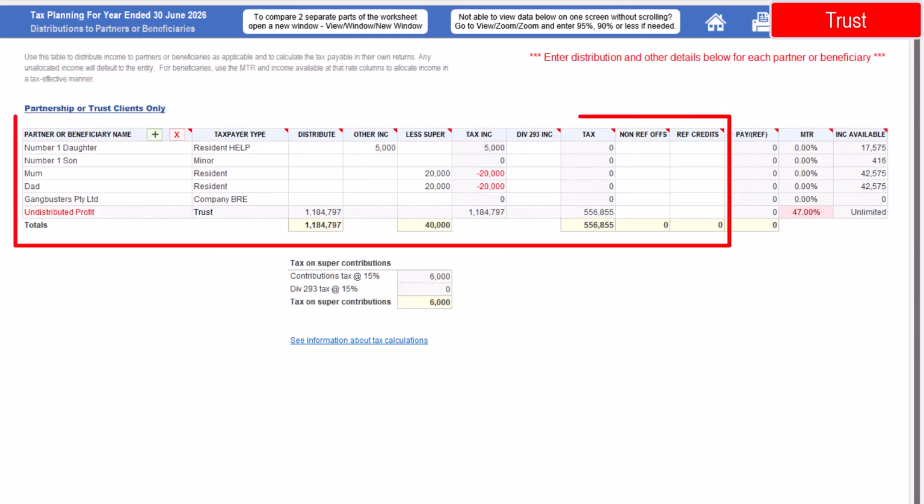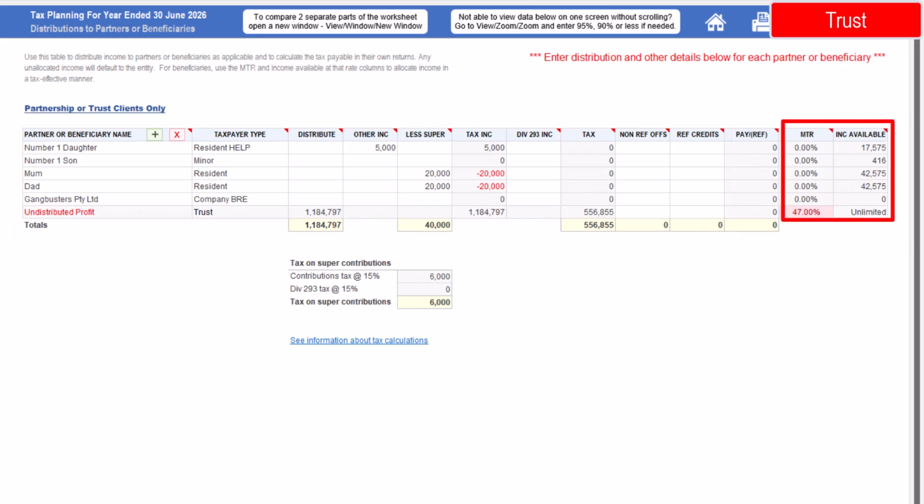At this table, you enter the names of the beneficiaries of the trust, select their taxpayer type, and enter their other income. You also enter any personal deductible super contributions, and if applicable, other income for Division 293 purposes, as well as offsets and credits. The first thing to notice is the marginal tax rate for each beneficiary and the income available at that rate alongside. Using that information, you can distribute the projected profit in a tax-effective manner, using up the lowest marginal tax rates first.